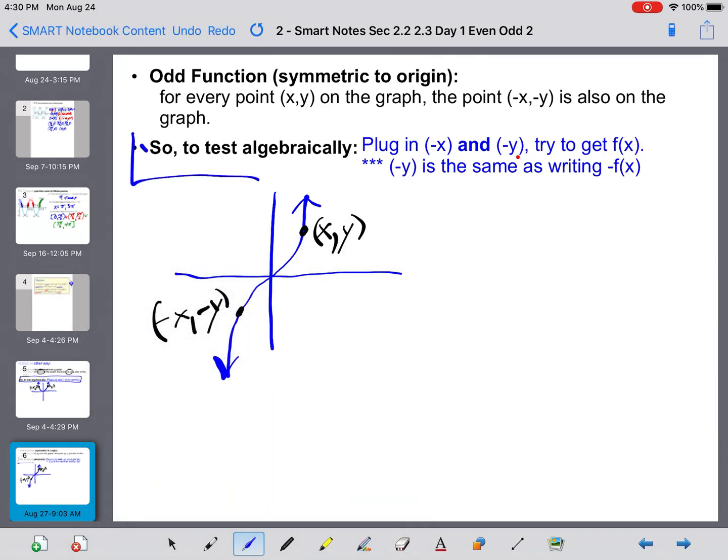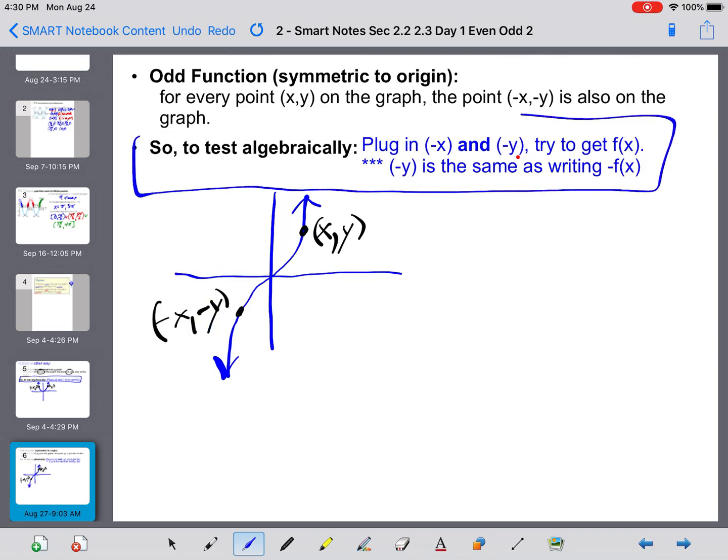Therefore, our algebraic test is right here. We're going to plug in negative x and negative y to try to get back to f of x. So if you plug in a negative x and a negative y, you should be able to get right back to the same function. Let me show you how this looks algebraically. And there's a little hint here: writing negative y is the same thing as writing negative f of x. Some students get tripped up with the f of x, so if you want to make every f of x into a y, it might be easier to follow.